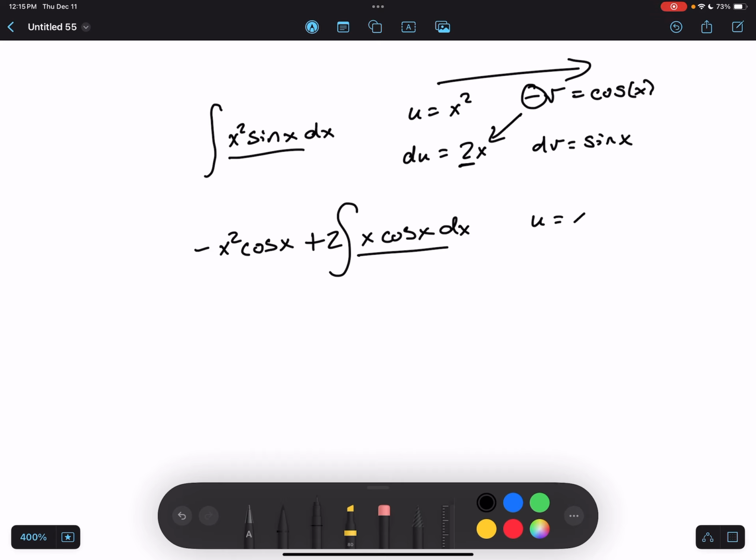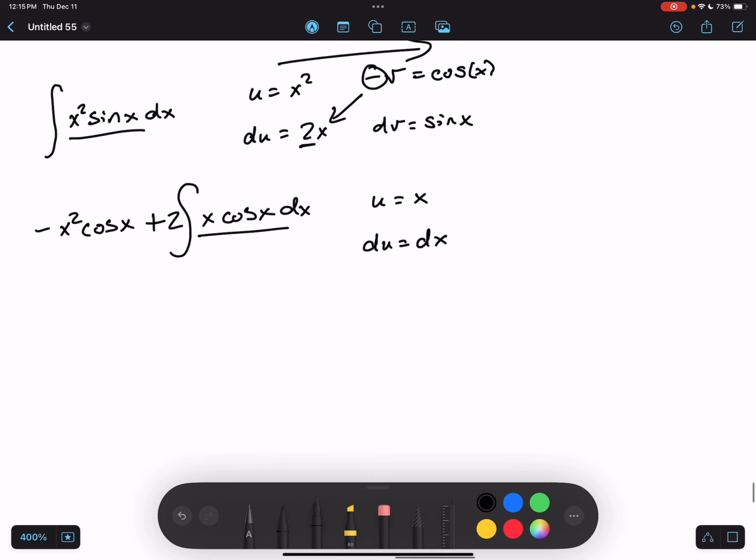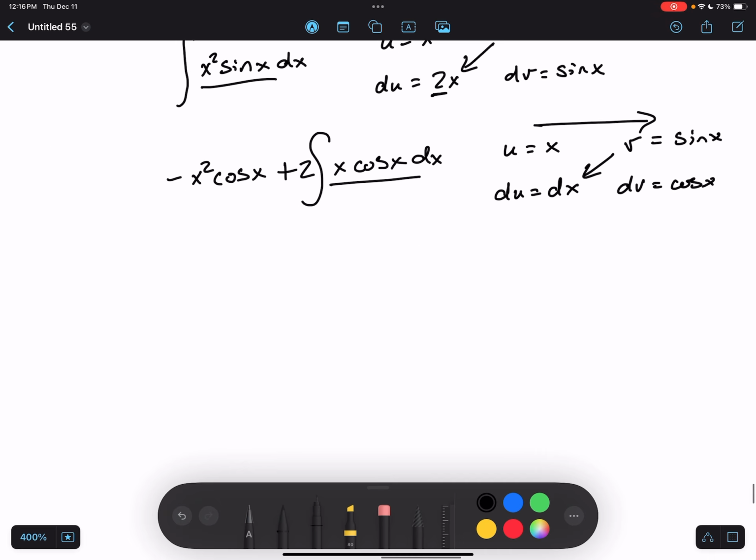We'll let u equal x, du now of course becomes dx. dv in this case is cosine x. Integrating to get v, we get sine x. And again, integration by parts will go across the top and over and down. So then we get negative x squared cosine x plus 2 times, because we're multiplying this 2 here, times x sine x minus the integral of sine x dx.